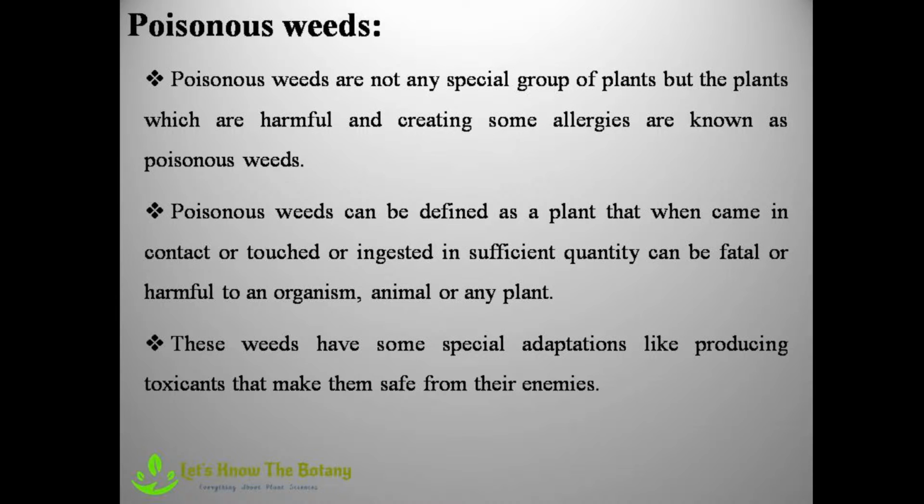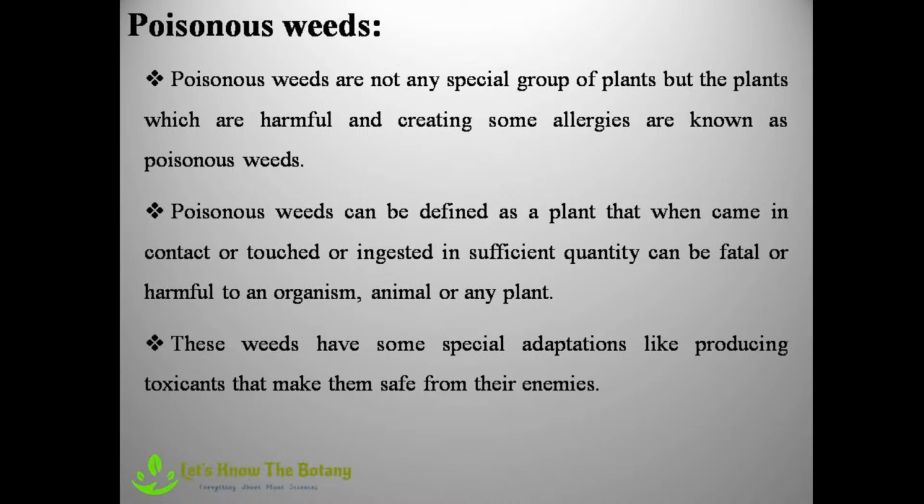So first of all, one should understand the meaning of poisonous weeds. Poisonous weeds are not a special group, but the plants which are causing some problems or allergies, or the plants which are harmful to human beings and economically important crop plants as well as to livestock or animals, are known as poisonous weeds.